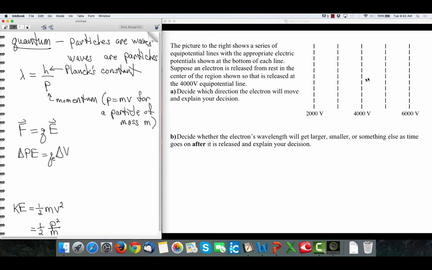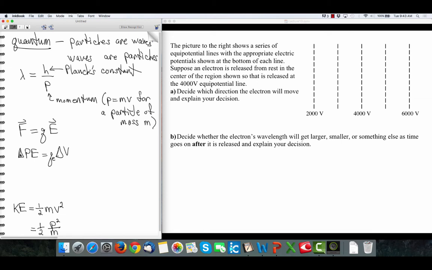Yeah, delta V, final minus initial. If you go to the right, final might be 6,000 and initial be 4,000. So delta V is positive. You're going up in electric potential. But because this is negative, that means delta PE is negative, so you're going down in potential energy. Going down in potential energy means going up in kinetic energy. So it moves faster and faster to the right.